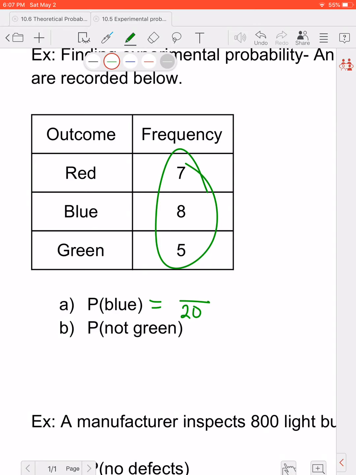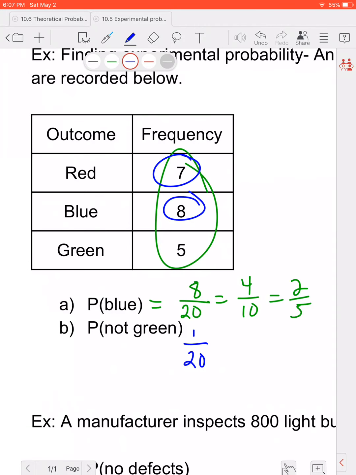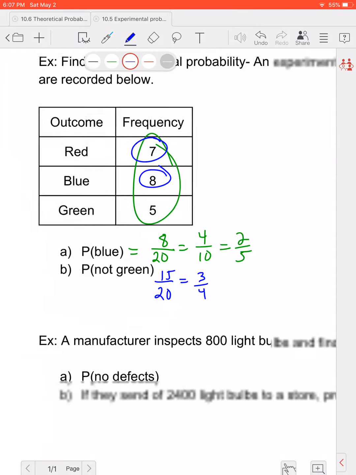And on top would be how many blue we have. Well, we have 8 blue. And as good mathematicians, we're always going to simplify top and bottom, so that would be 2/5. So we have a 2/5 chance of landing on blue based on the experiment. Now, probability of not green. Okay, so probability of not green would mean getting anything but green. So we still have 20 total options, and not getting green would be 8 plus 7, which is 15. And again, we're going to reduce to 3/4. So we have a 3/4 chance of not getting green. So there's a good chance we won't get green.